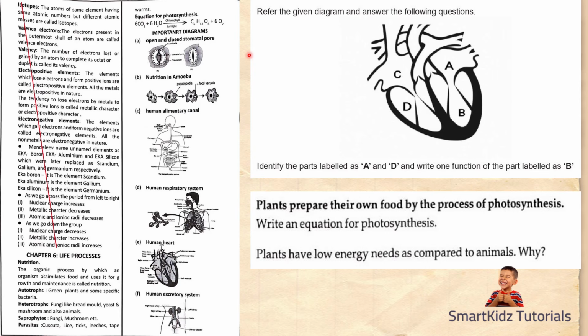So it returns empty via the superior vena cava and inferior vena cava. Those empty boats enter your right atrium, then move to the right ventricle. From the right ventricle, it is pushed out through the pulmonary artery to go to the lungs.